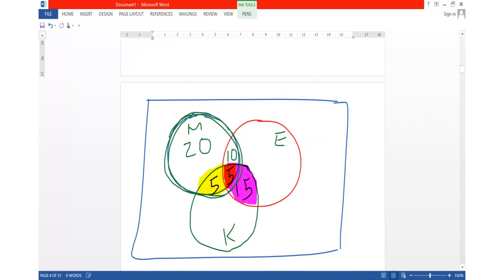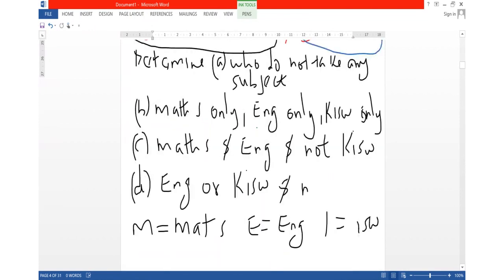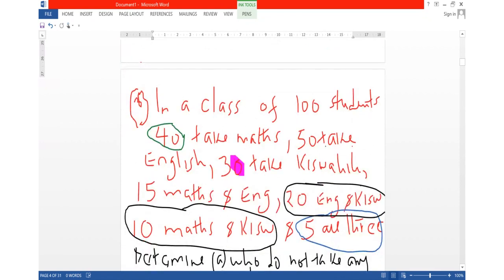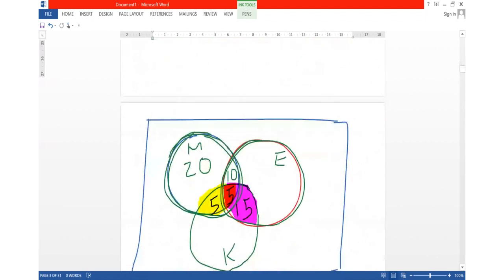To the circle of English, it is here. The circle for English is there. Now in the circle of English, already I've listed 10 plus 5, which is 15, and then 15 plus 15, I get 30. So I go to English. English, there are how many? English, there are 50. 50 are taking English. But already on the Venn diagram, I've listed how many? I've already listed 30. So the remaining one will be only 20.